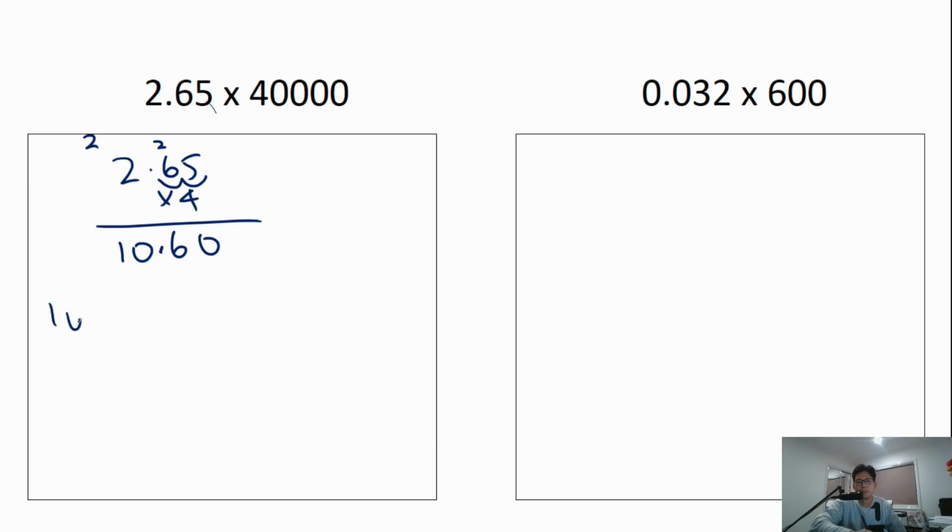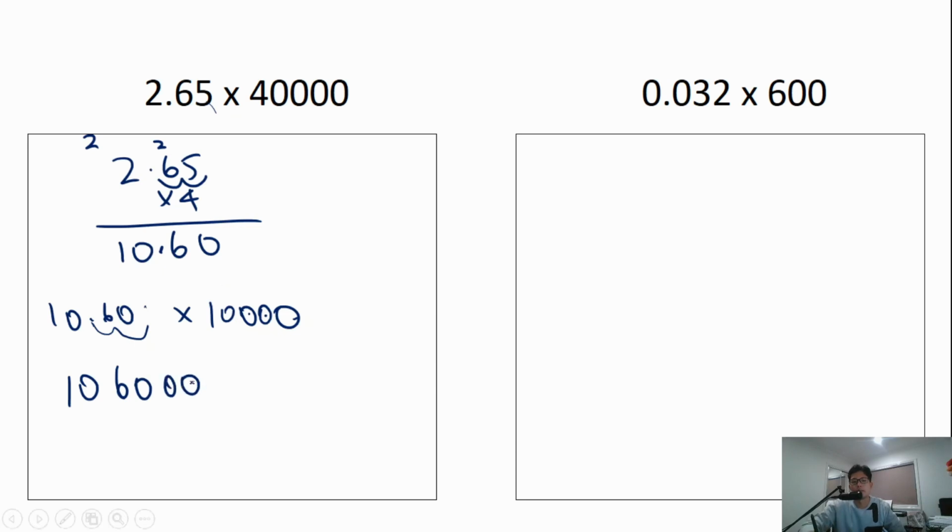So 10.60 times 10,000. That just means we need to move it up 1, 2, 3, 4 decimal places. So if we push that down 2 spots, that's already multiplying it by 100, and then add another 2 zeros, that will be multiplying it by 10,000. So 1,060, add another 2, and there's our answer. We have 106,000.